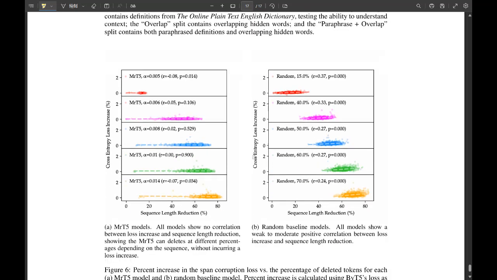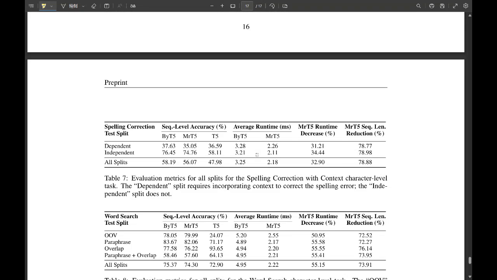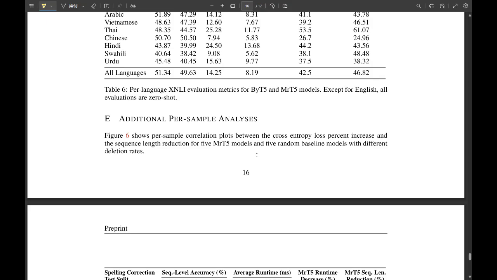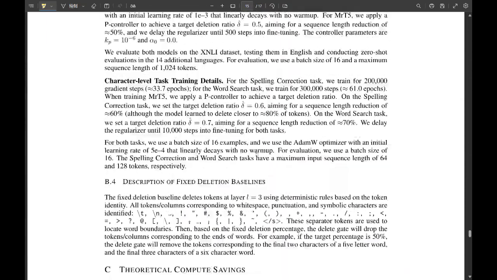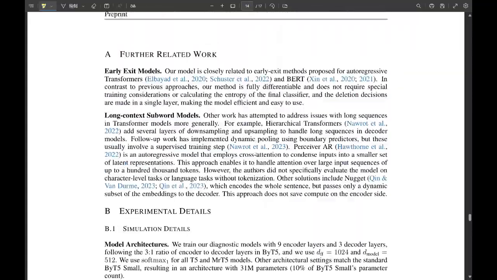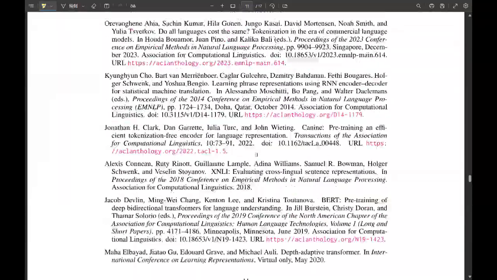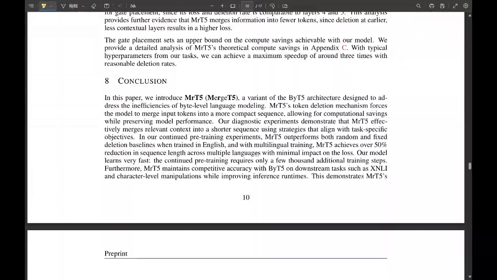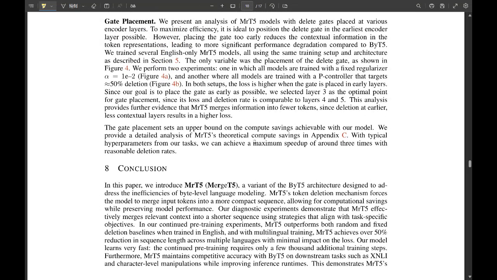It is. What about those character-level tasks? What were those all about? Those tasks were designed to see if MrT5 could handle the nitty-gritty details of language, using spelling correction and word search as benchmarks. So even though it's become this master of merging, it hasn't lost its ability to sweat the small stuff. Exactly. It can still handle the fine-grained details.